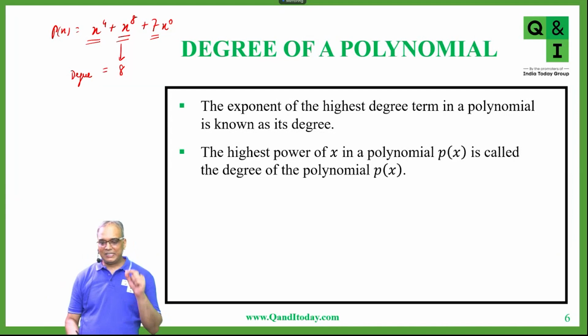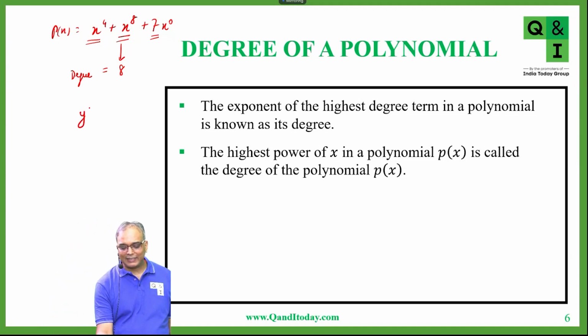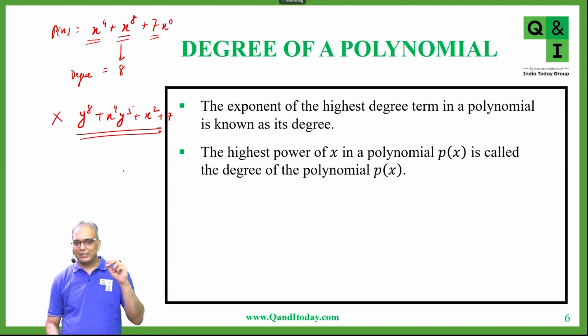Now, specifically, right now we are only focusing on polynomials with one variable. We will not take something like y to the power 8 plus x4 y5 plus y to the power plus x to the power 2 plus 7. We will not consider this right now. When you have to find the degree of a polynomial, it has to be specifically a polynomial with one variable and not more than one variable.